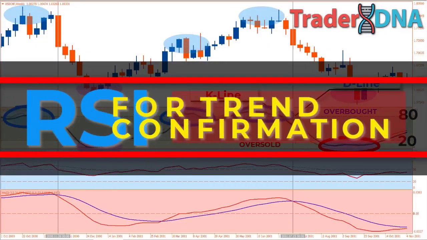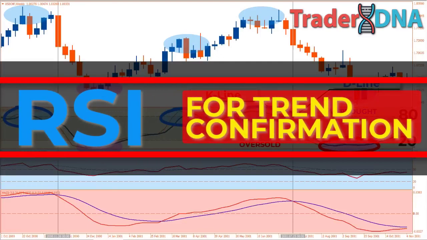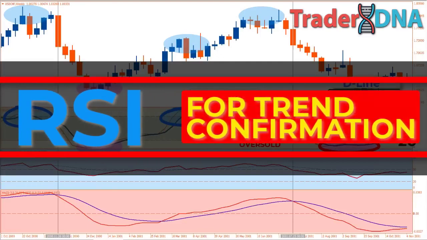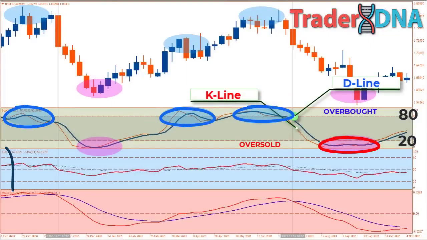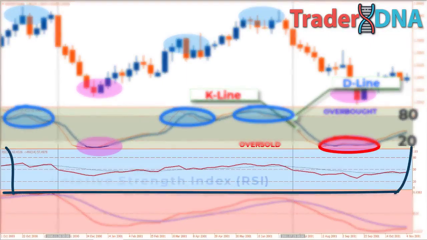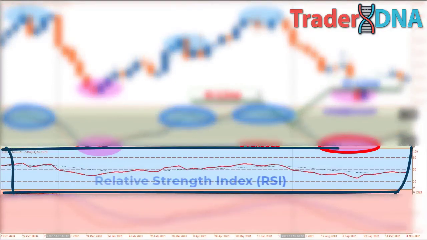RSI for trend confirmation. The Relative Strength Index, or RSI, is a technical indicator used in the analysis of financial markets. It is intended to chart the current and historical strength or weakness of a stock or market based on the closing prices of a recent trading period.